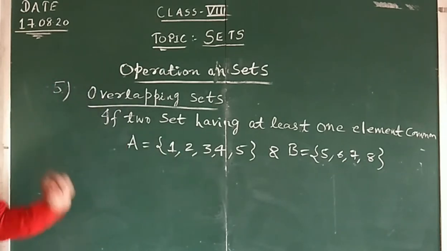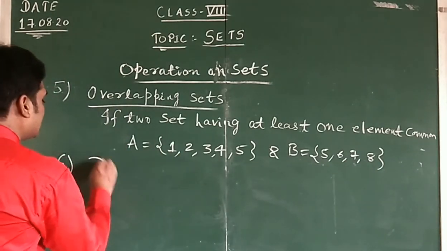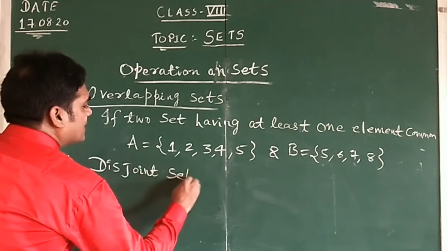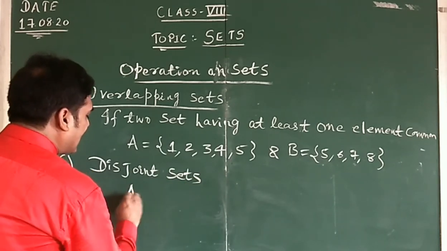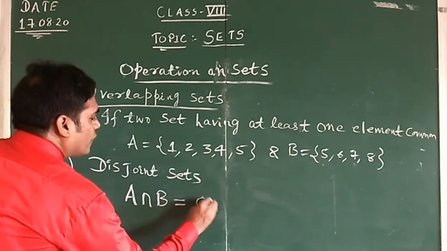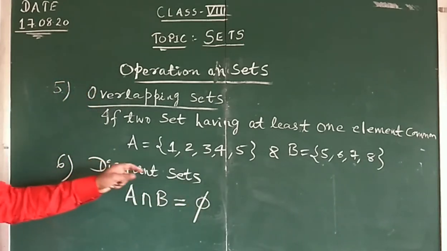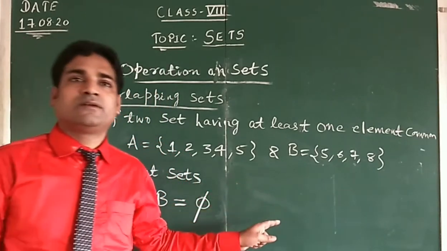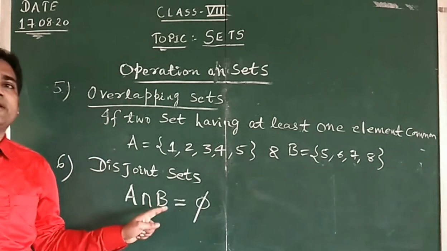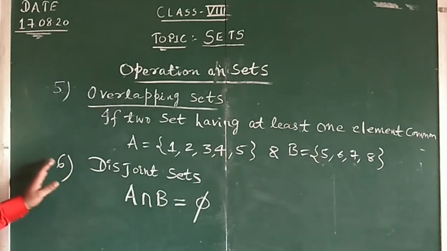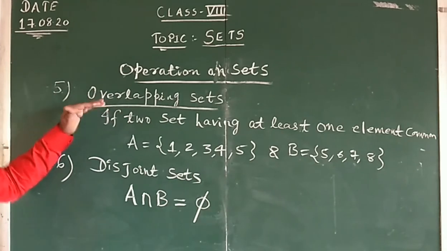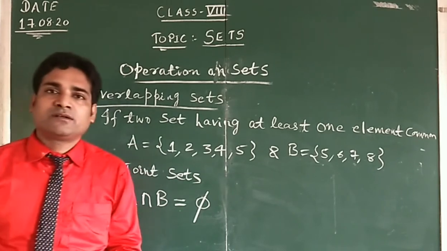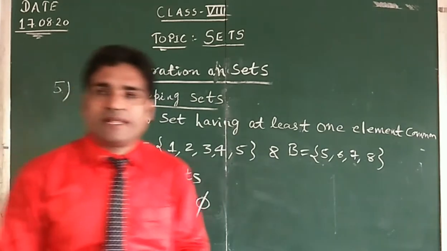And the opposite of overlapping sets is our sixth topic, disjoint sets. Disjoint sets means that A intersection B is empty, when there is no element common between A and B. Okay, that is known as disjoint sets. I hope you understand all the operations on sets. Hope you will practice questions based on this. Thank you very much. May God bless you.